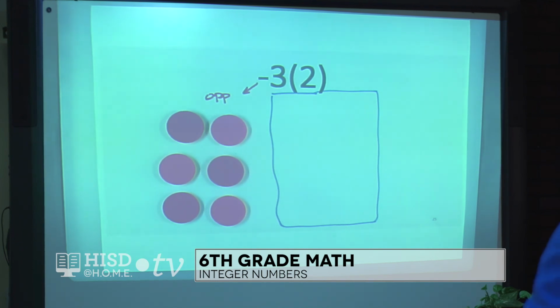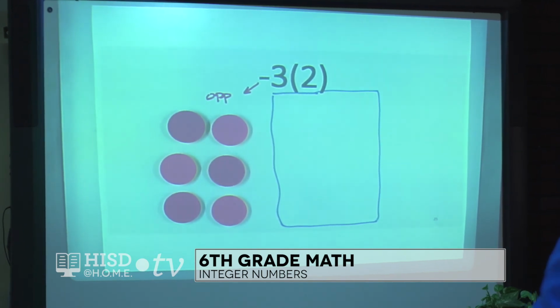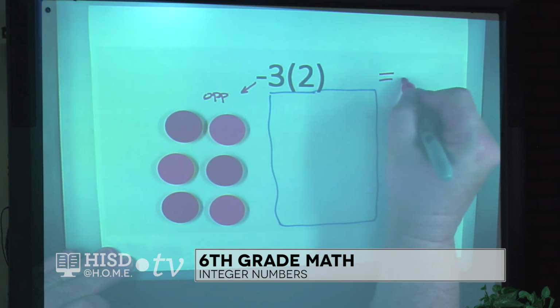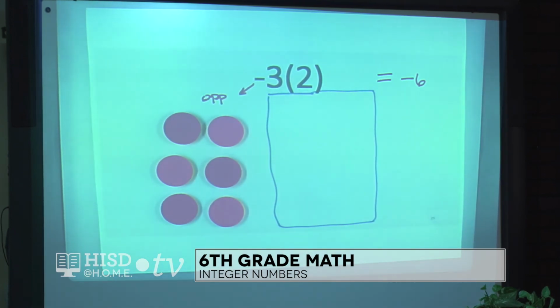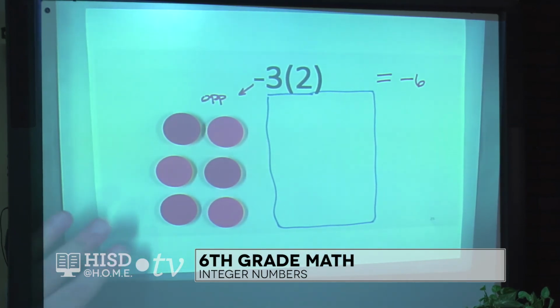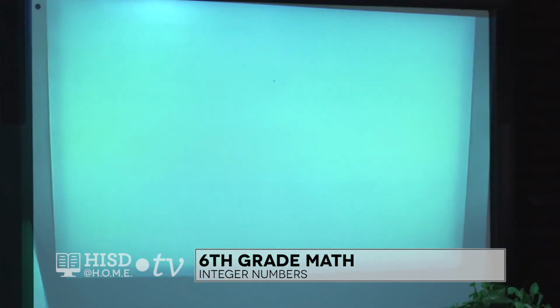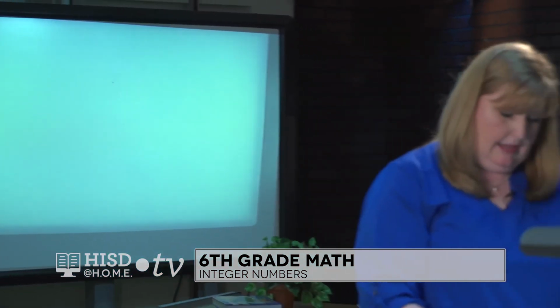The last problem I had one positive number and a negative number. This time I had a negative number and a positive number. In those 2 situations, my answer came out to be negative 6. You know, I can't leave it there. I got to keep your brain stretching and moving, stretching and moving, stretching and moving.